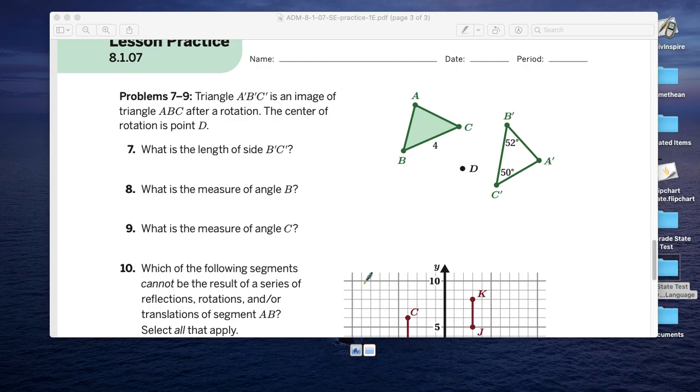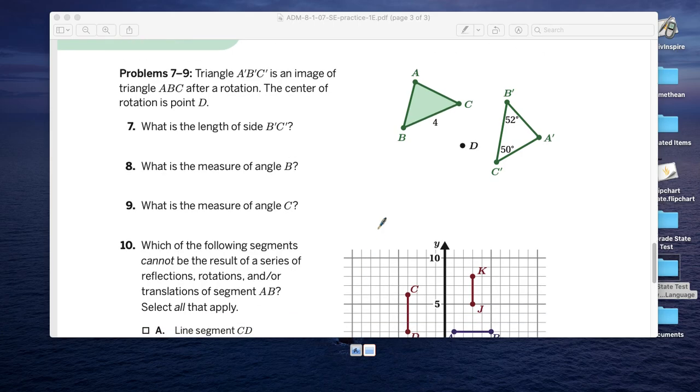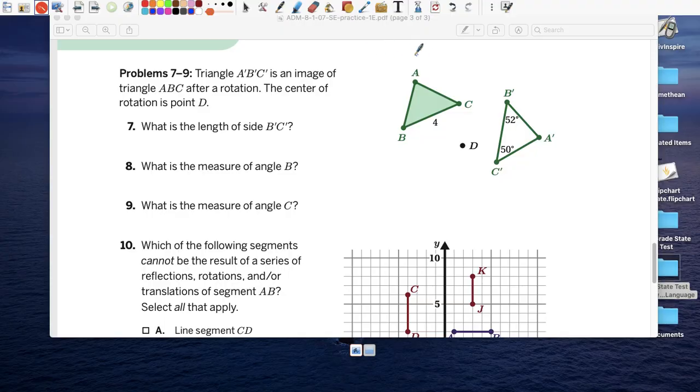This one, triangle ABC, and A prime, B prime, C prime is the image. So we went from this to this. It looks like it was a rotation. Notice that A is here and A prime is now over here. Rotation of 90 degrees. What is the length of BC? Well, BC is 4. B prime, C prime, this side, by the way, corresponds to this side. They're saying it was a rotation, and a rotation is a rigid transformation. So if it's a rigid transformation, guess what? Everything is the same. BC was 4, B prime, C prime is also 4.